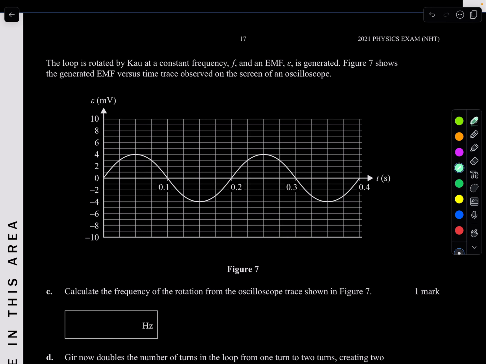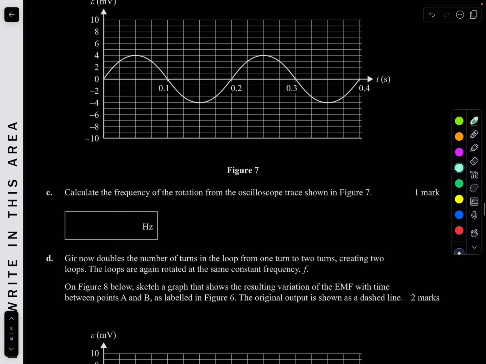The loop is rotated by Kao at a constant frequency, and an EMF is generated. Figure 7 shows the generated EMF versus time trace observed on the screen of an oscilloscope. Calculate the frequency of rotation from the oscilloscope trace shown in figure 7. Beautiful. If we want the frequency, remember frequency is 1 over T, your period. Remember the period is how long it takes for one full cycle. As we can see from this graph, one full cycle takes 0.2 seconds. So it's just going to be 1 over 0.2 seconds, which is 5 hertz. Done.